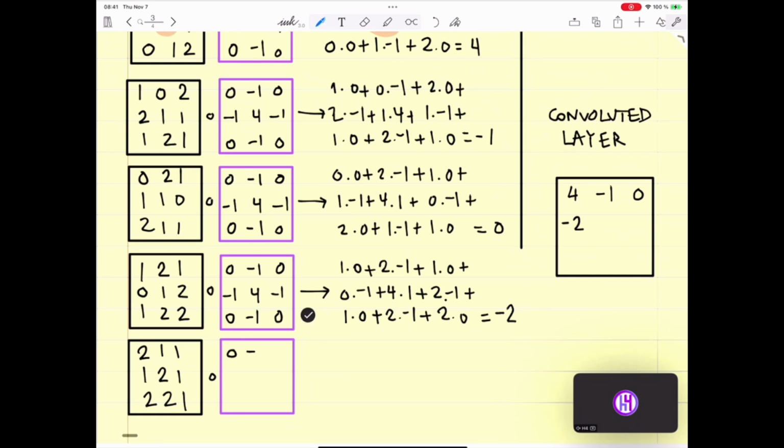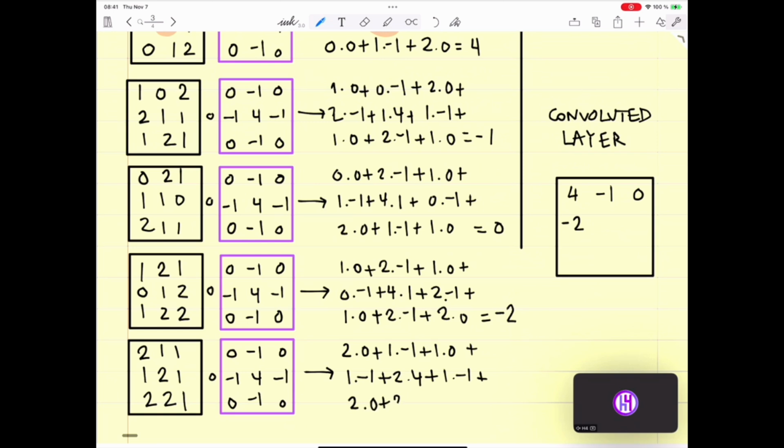Now the filter is 0, minus 1, 0, minus 1, 4, minus 1, 0, minus 1, 0. So we get 2 times 0 plus 1 times minus 1 plus 1 times 0 plus 1 times minus 1 plus 2 times 4 plus 1 times minus 1 plus 2 times 0 plus 2 times minus 1 plus 1 times 0. That is minus 1, minus 2, 2, 1, minus 1.